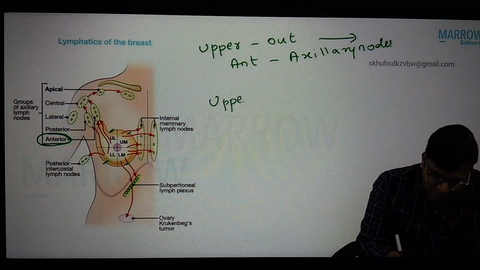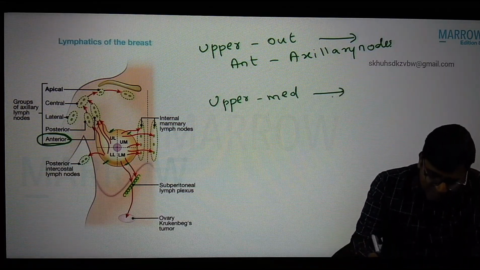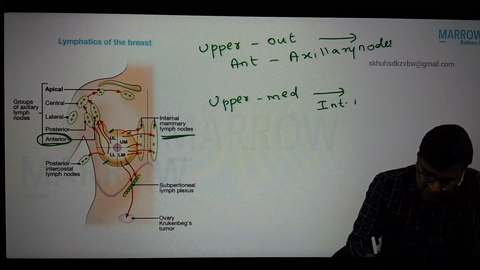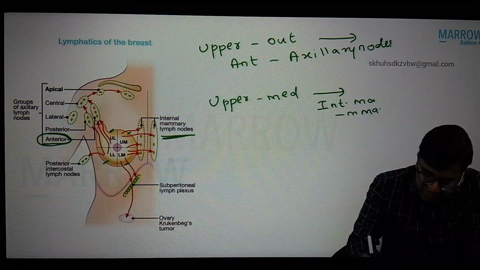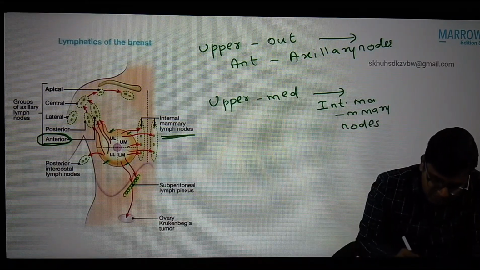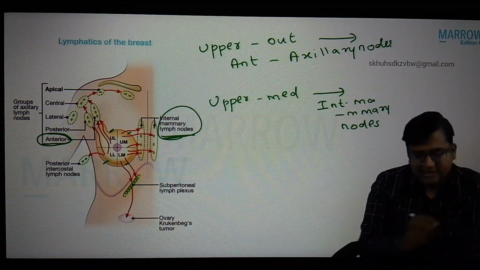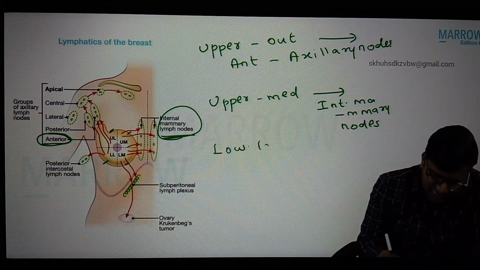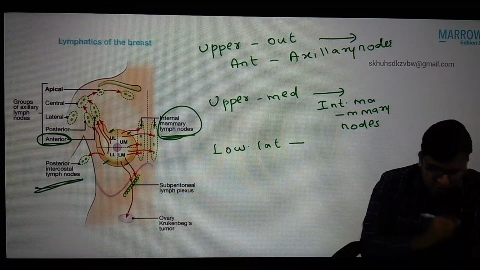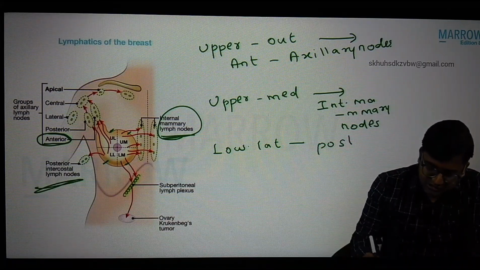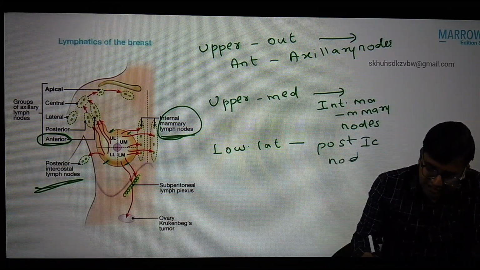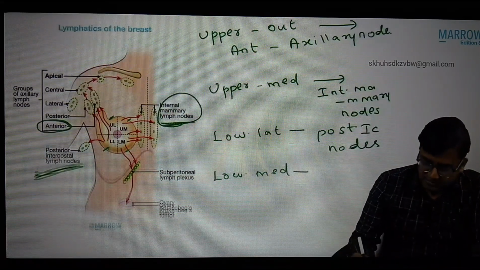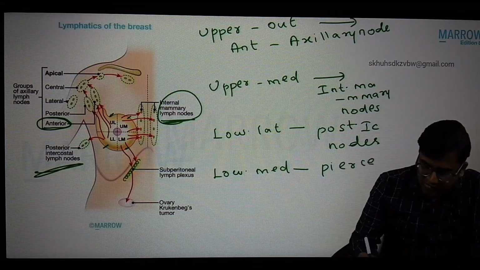Now the upper and medial quadrant: lymphatics will go to the internal mammary nodes, of the same side but also to the other side. Lymphatics from the lower lateral quadrant will go to the posterior intercostal nodes. Lymphatics from the lower medial quadrant will pierce the anterior abdominal wall.